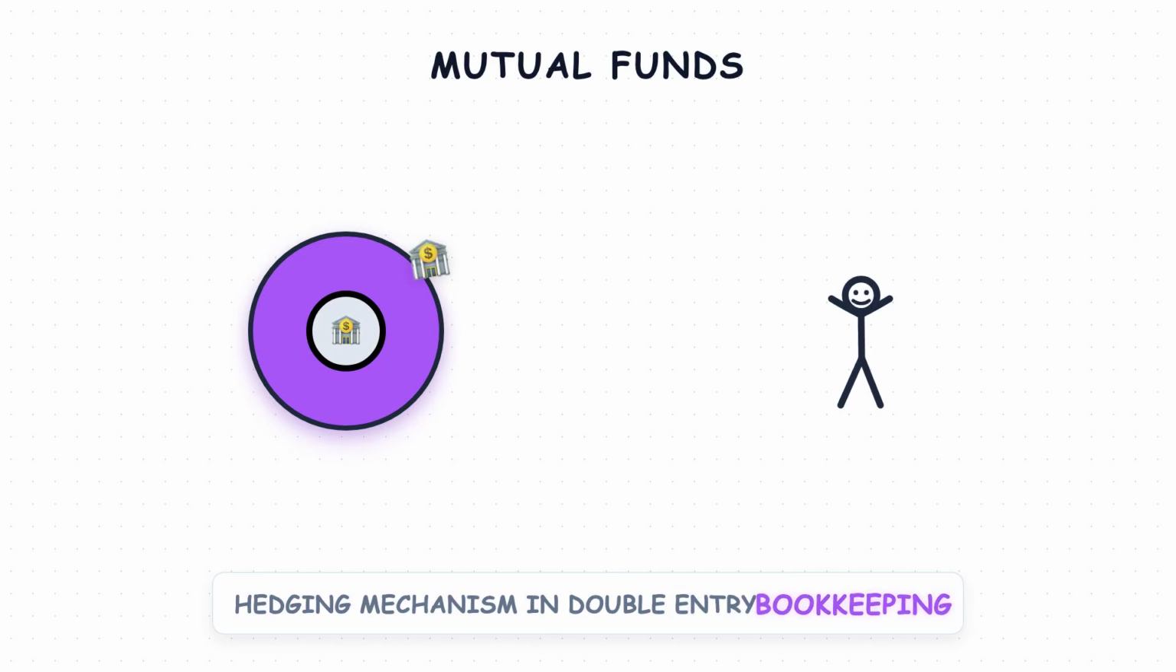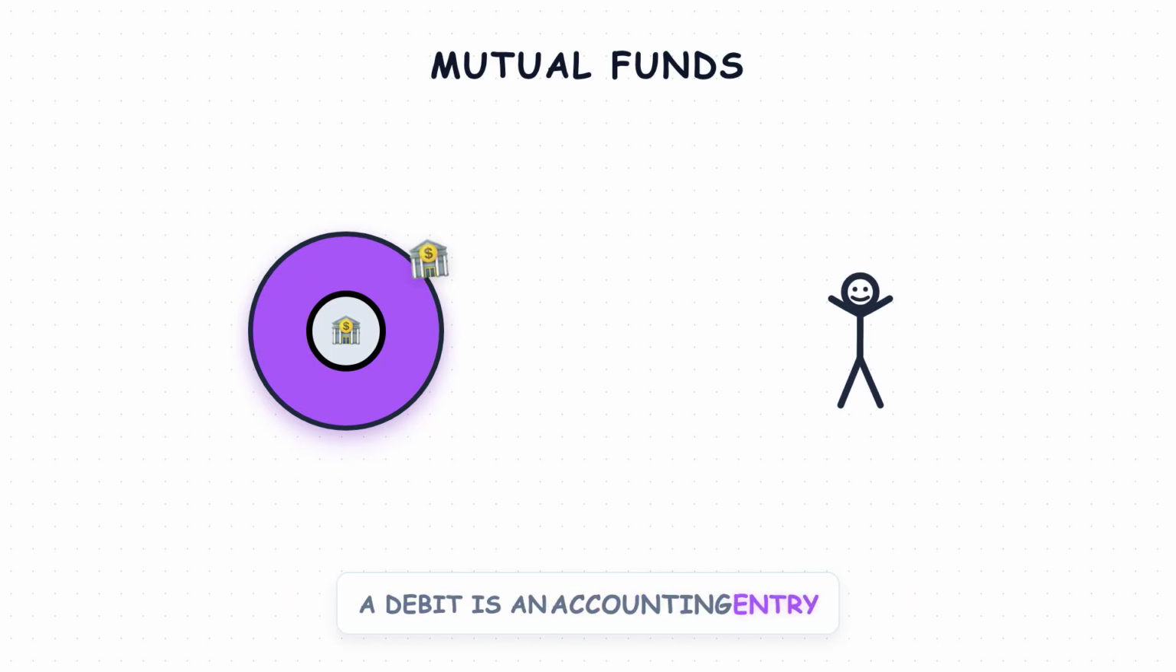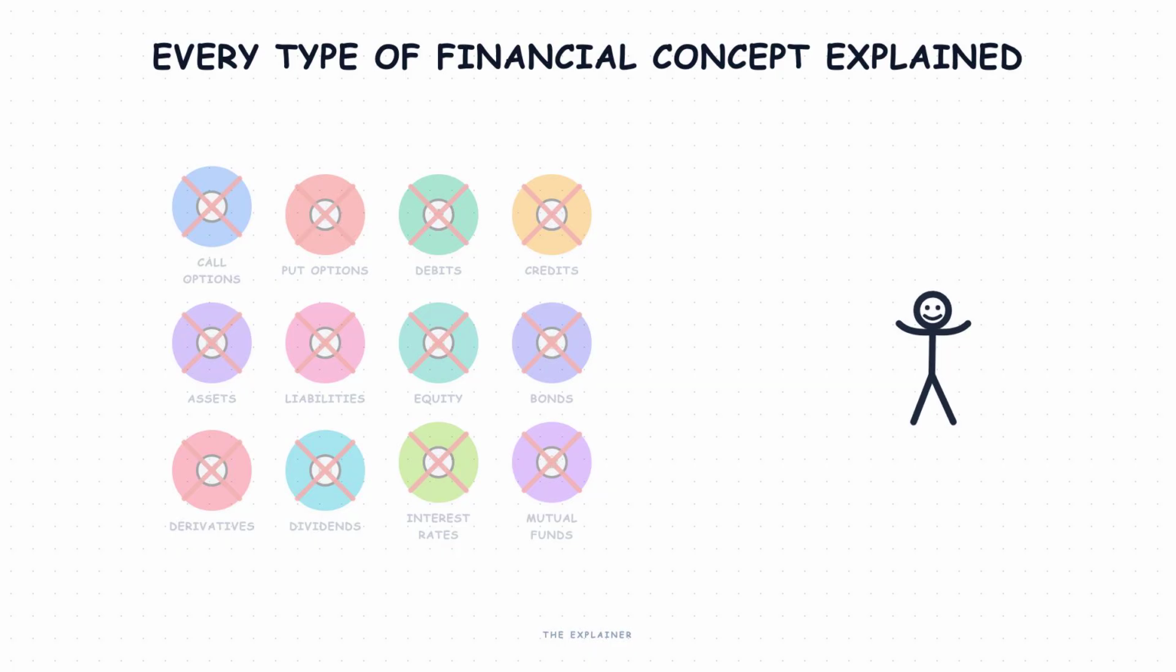In double entry bookkeeping, a debit is an accounting entry that increases asset or expense accounts or decreases liability and equity accounts. It is always recorded on the left side of a ledger sheet. When a company purchases new equipment using cash, it records a debit to the equipment asset account. This reflects an increase in owned physical resources, balancing the corresponding credit to the cash account.